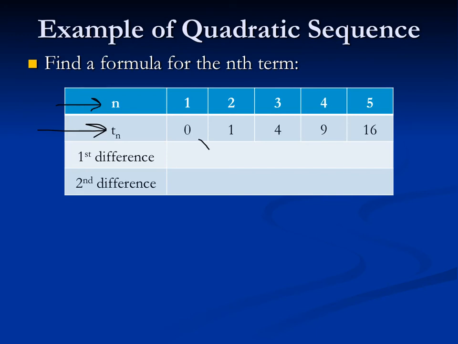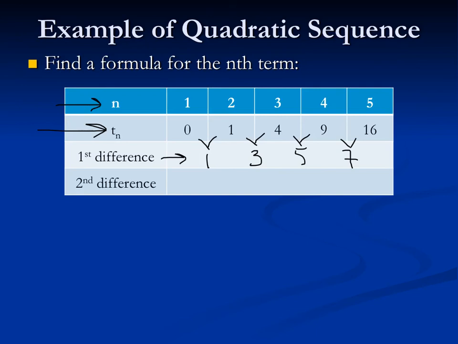So we've done that already. The first difference, the difference between these 2 terms, is 1. The difference between these 2 terms is 3. The difference between these next 2 terms is 5, and then 7. I know we saw some examples where this was the case in class, but we didn't really find the formula yet.